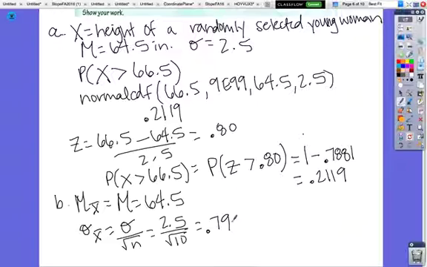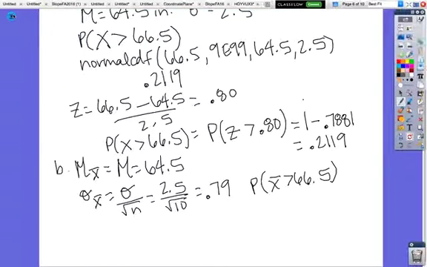Since the population distribution is normal, the values of X bar will follow a normal distribution with a mean of 64.5 and a standard deviation of 0.79. So then if we want to find the probability that X bar is greater than 66.5, we could standardize that, of course, like we did up here. We could also do normal CDF, so I'll show you how to do that.